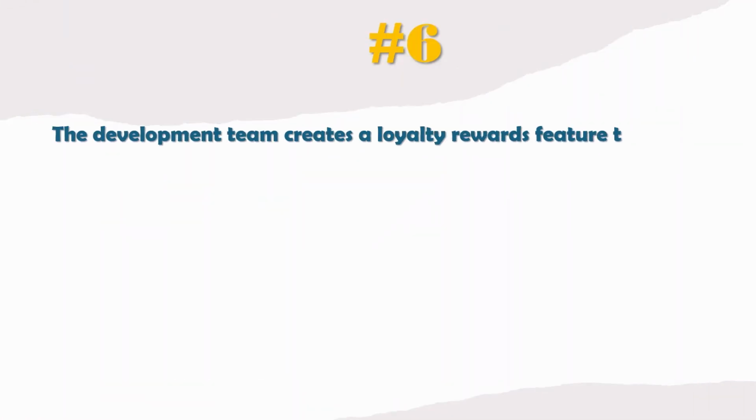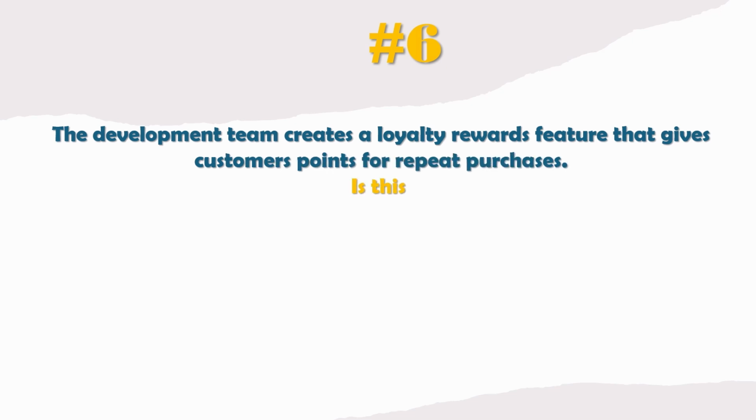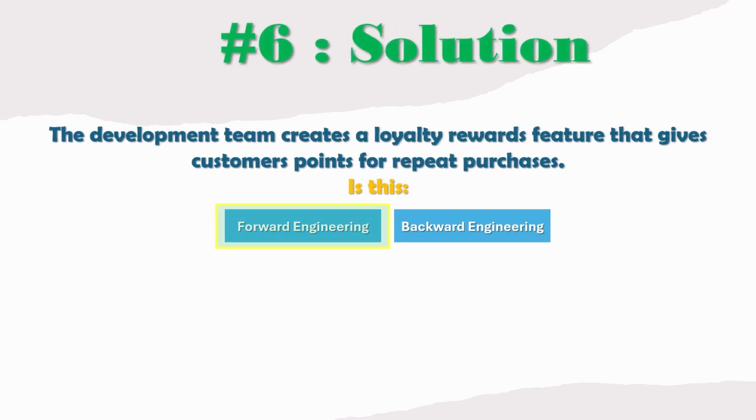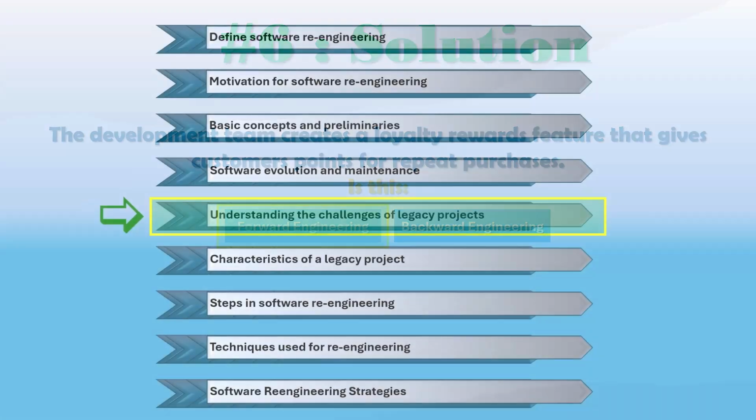The development team creates a loyalty rewards feature that gives customers points for repeat purchases. This represents forward engineering because the loyalty point system is a newly designed feature that didn't previously exist, and the system is creating new business functionality and integrating it into a modernized system. Since the focus is on development and implementation of future improvements, this is a clear example of forward engineering.